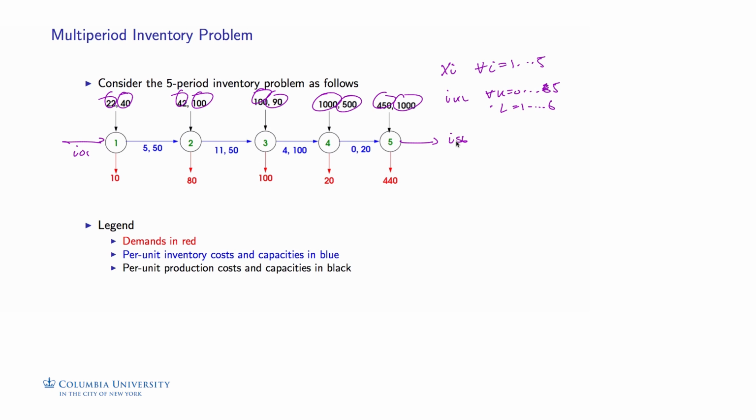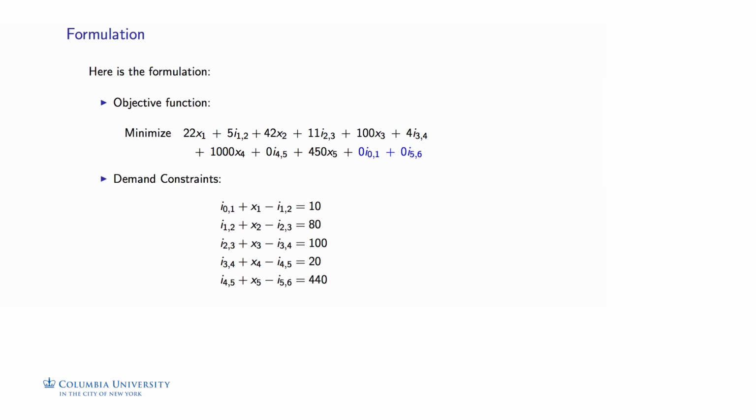Now I'm going to move to the formulation. To start with the objective function, our objective function is to minimize the total cost, and this is the total inventory cost plus production cost.